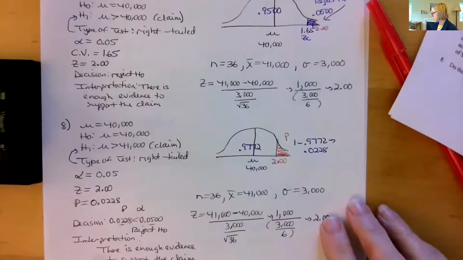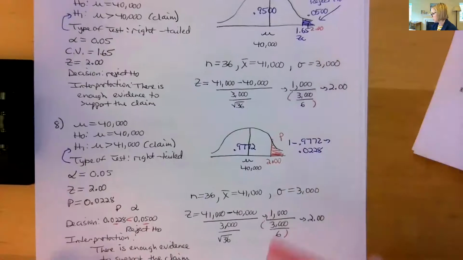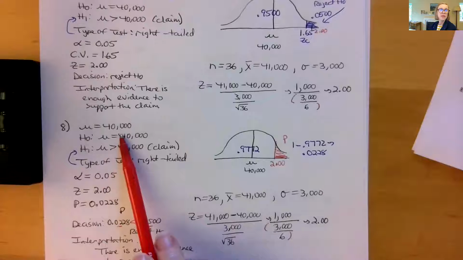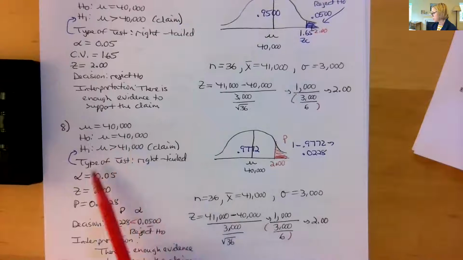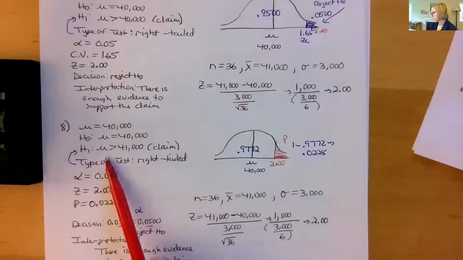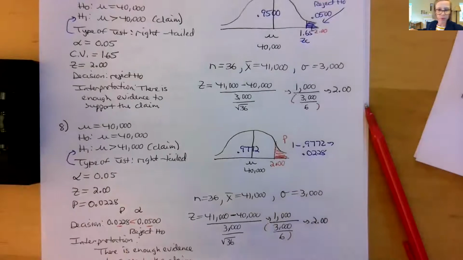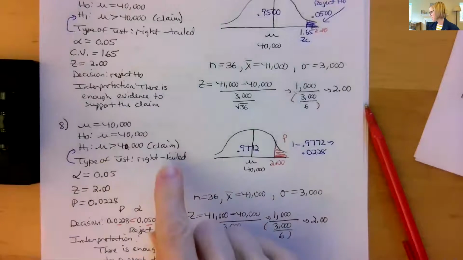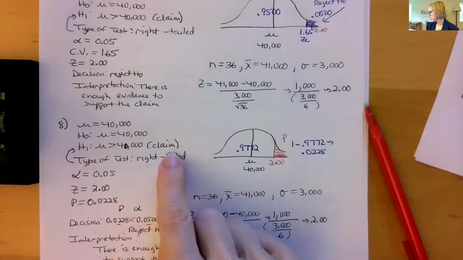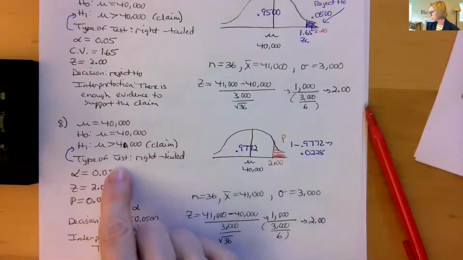Now we're going to do that same test using a p-value. Same hypothesis test, but now with the p-value. Again, our population mean mu was $40,000. This is number 8. That's what we're going to use for the null. Remember, the claim was that the mean was higher than $40,000. Sorry, I put the wrong number here. Let me make that $40,000. That's the claim here, and we're going to talk about support. The type of test matches the alternative hypothesis, which, because it's greater than, is right-tailed.